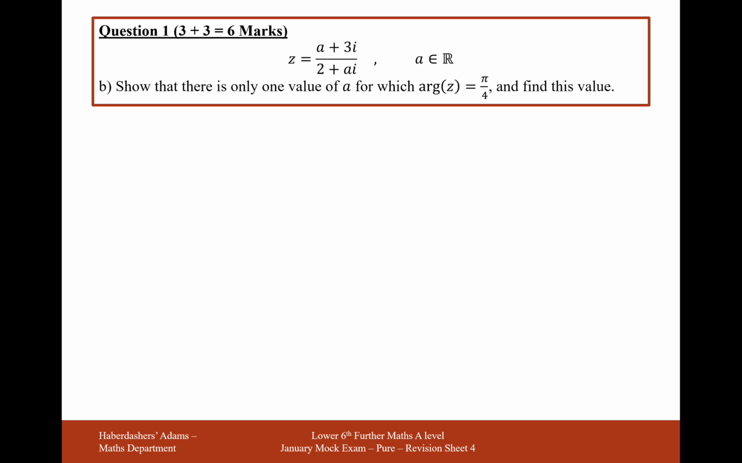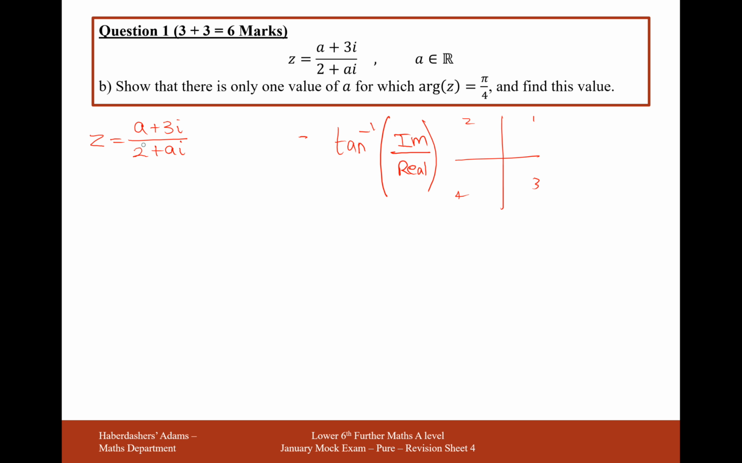Alright, part B then. So we have z equals a plus 3i and 2 plus 3i, but this time we're finding the argument of the complex number, and it has to equal pi by 4. Okay, so what we're going to have to do here, unfortunately, is when we work out the argument of the complex number, it's always tan minus 1 of the imaginary part over the real part, and then we have to do some small adjustments depending on which quadrant it's in.